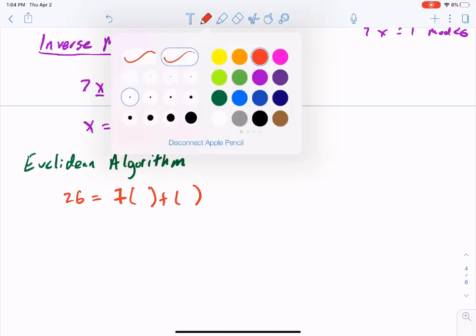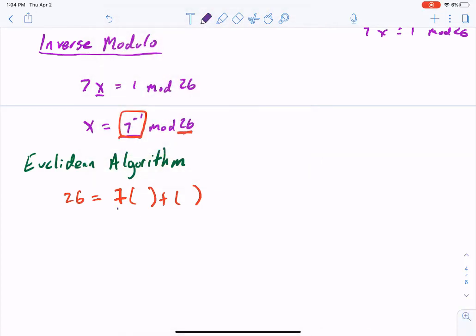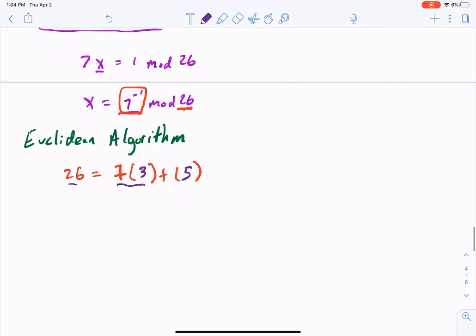So this process here we can walk through. I'm going to use a different color. We're going to say 7 times what will give me a number that's less than 26, but as close to it as I can possibly get. So this is going to be a 3, because 7 times 3 is 21. So this remainder will be a 5. 7 times 3 plus 5 will give you 26. This is true.